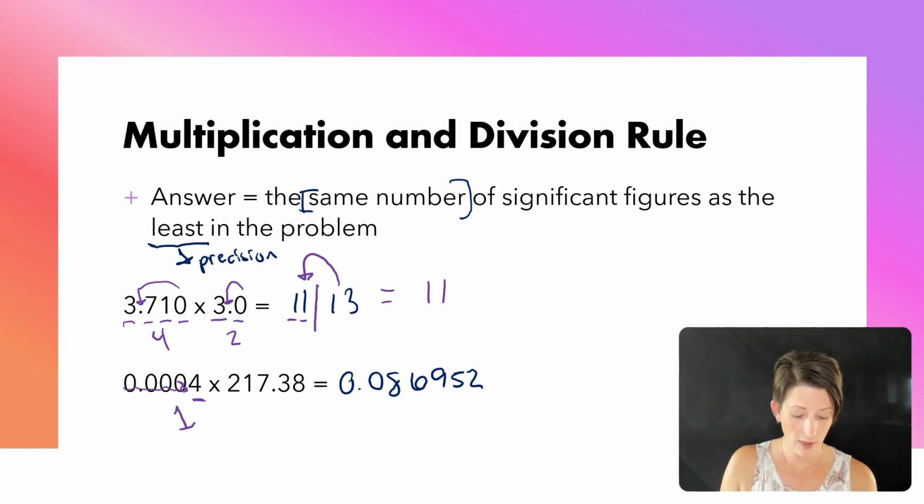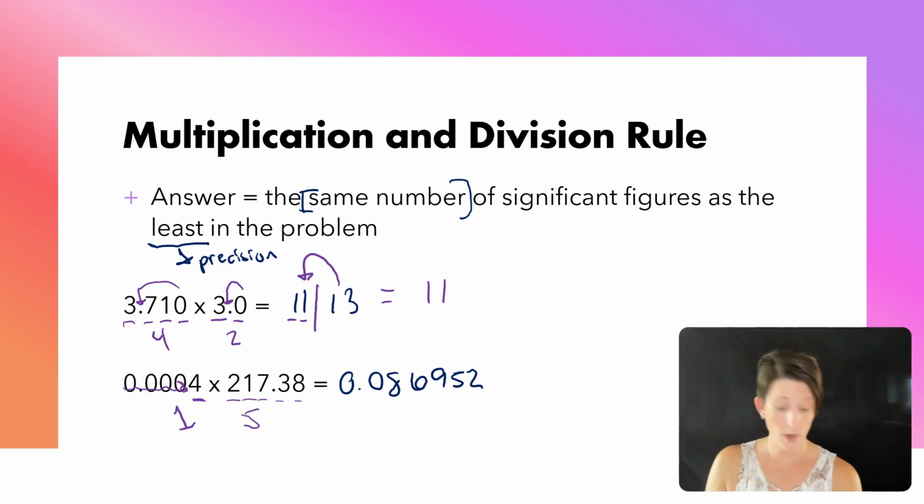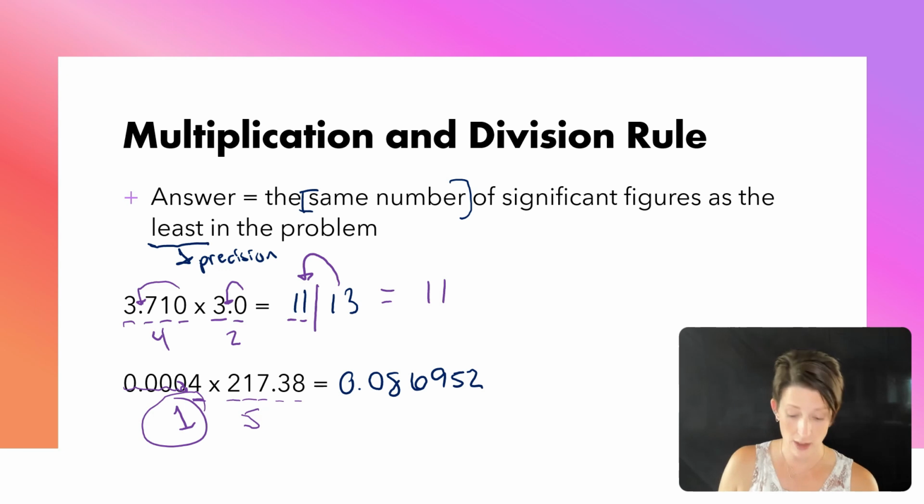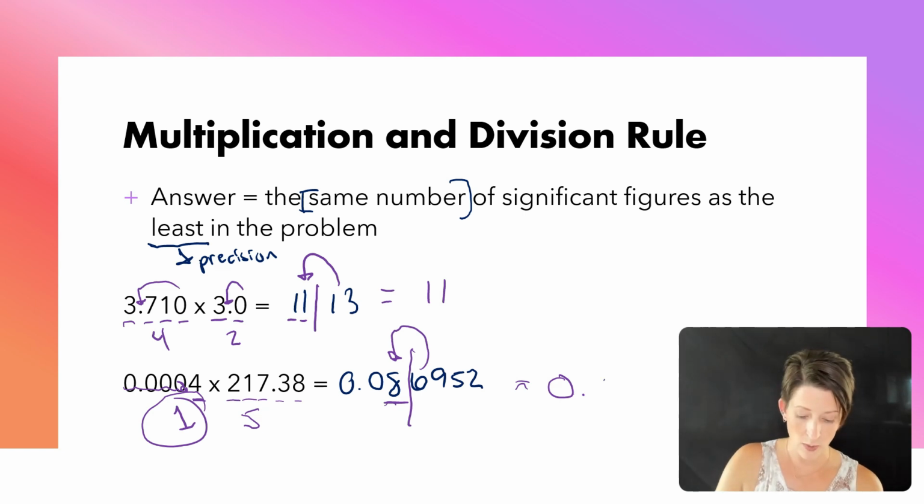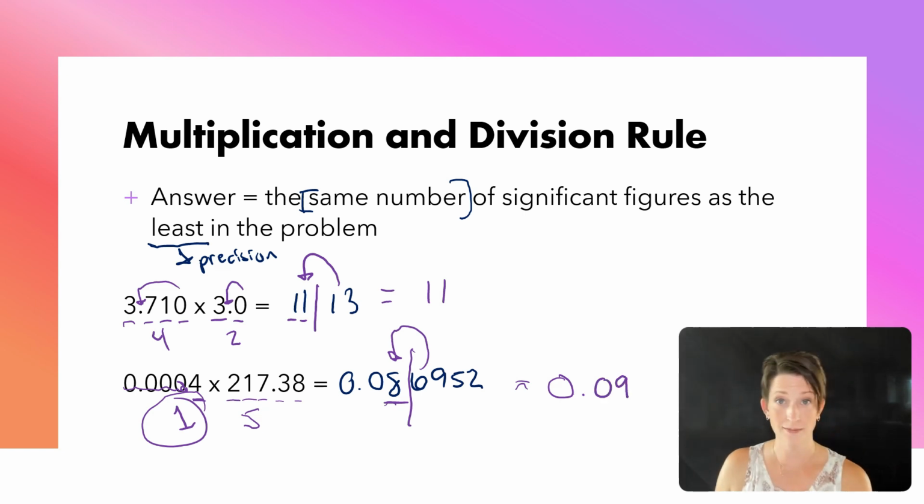Our second number has all values, so that's 5. Therefore, our response needs to have one significant digit. Those zeros do not count, so I go until I find my first significant value. That's going to be the 8. I only want one. Draw my line. Does my discarded 6 cause the 8 to round up? Yes, it does. So my final answer is 0.09.